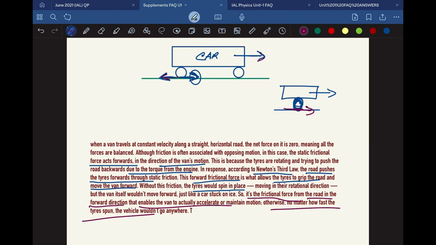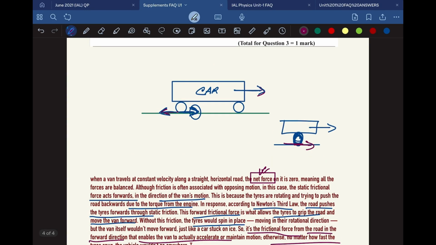Now you might still have a question: I have said that the net force is 0. That means the resultant force right here is 0. So if the resultant force is 0, then what is actually happening right here? We know the car is moving forward, right? So we know that the forward force is equal to the resistive forces.